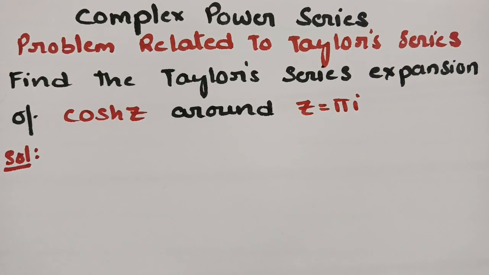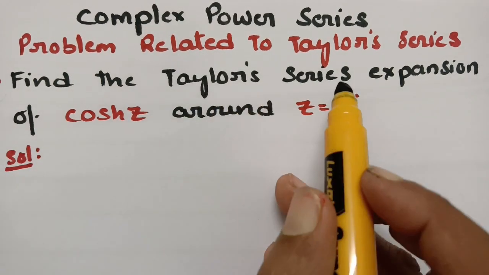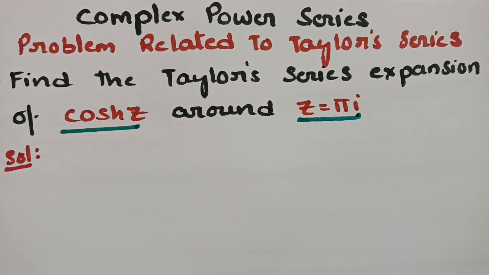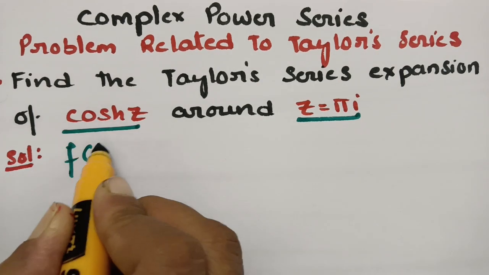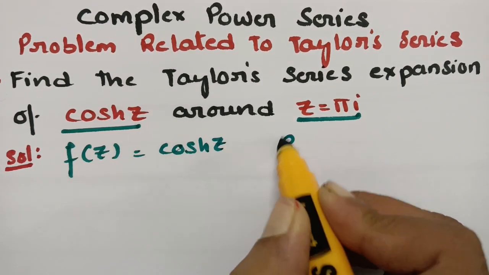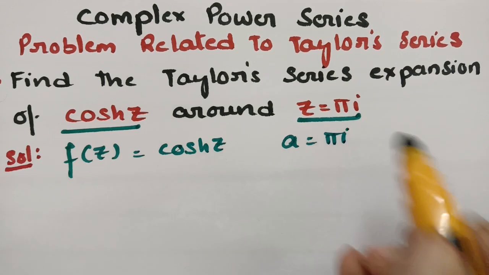Today's video is on complex power series, and in today's video I am going to solve a problem related to the Taylor series. In this video we have to find the Taylor series expansion of cos hz around z equal to pi I. Clearly here f of z is given as cos hz and our a value is given as pi I.